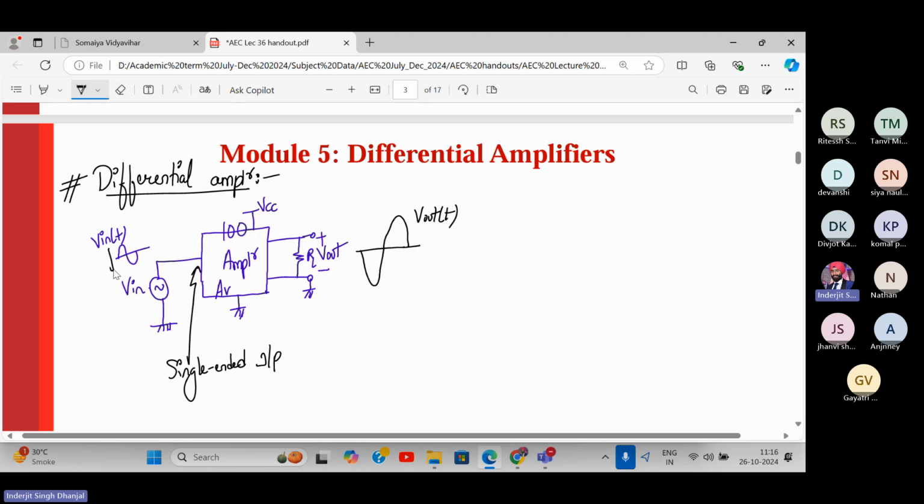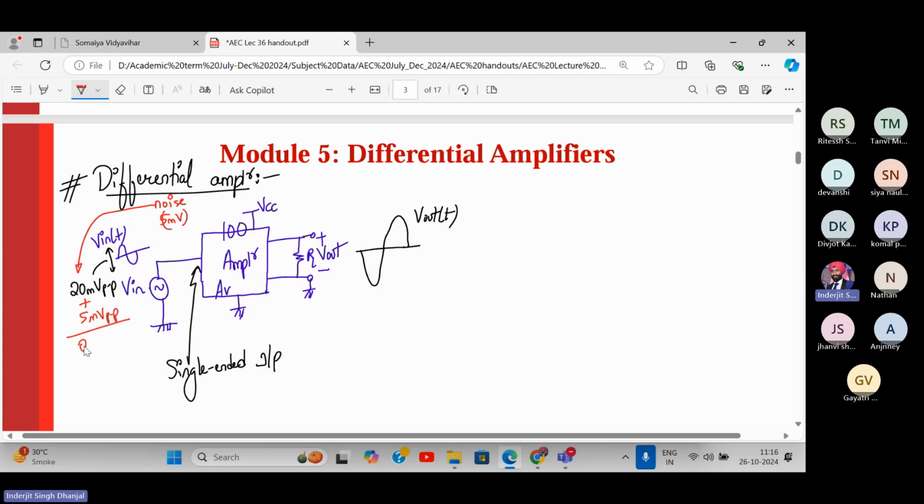Let's say this input is a very small signal, which is around 20 millivolt peak to peak. And in this small domain, let's say if noise enters and noise signals are very low frequency, very low amplitude, let's say this is 5 millivolt. So this will get added to this. So what is the new input now? Instead of 20, the amplifier will see the input is 25 millivolt, and that will be accordingly reflected at the output. So let's say if we are supposed to get 2 volt at the output, because of noise, we will get 2.5 volt.